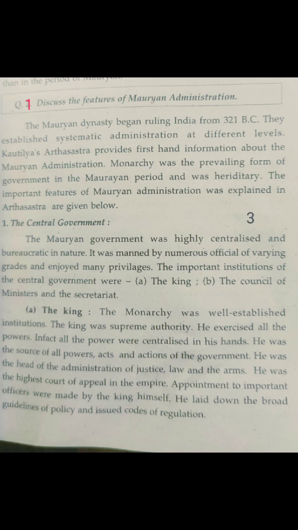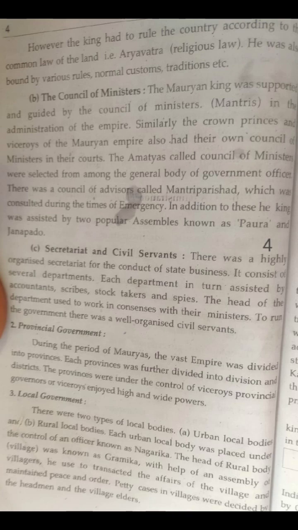Appointments to important offices were made by the king himself. He laid down the broad guidelines of policy and issued codes of regulations. However, the king had to rule the country according to the common law of the land, that is, Dharmashastra. He was also bound by various rules, norms, customs and traditions.